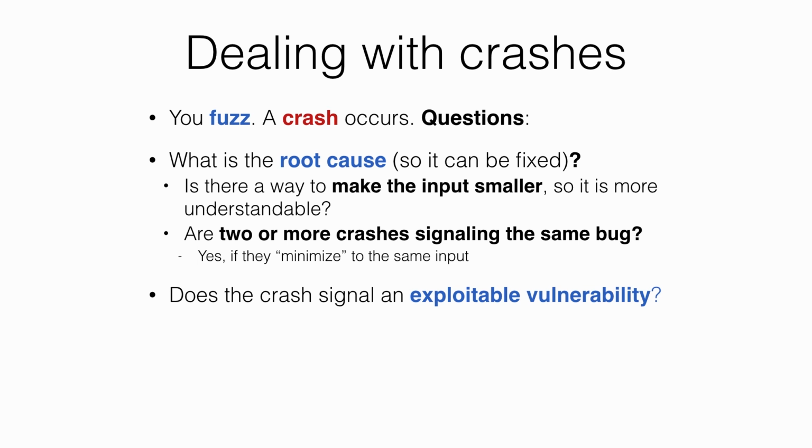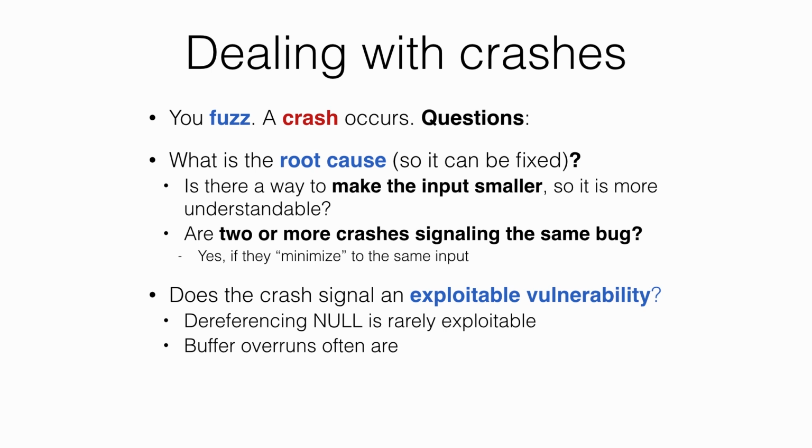Another important question is whether a crash is security relevant. That is, does it signal the possibility of an exploitable vulnerability? Now, a crash due to dereferencing a null pointer is rarely exploitable, particularly when running a user-space program, but buffer overruns more often can be. Memory errors are particularly difficult to deal with after fuzzing because the effects of a memory error may occur well after the point at which it originally takes place. That is, if you overrun a buffer and scribble over some portion of memory, the program will not immediately crash. Only when that scribbled over memory is reused will the program go the wrong way.